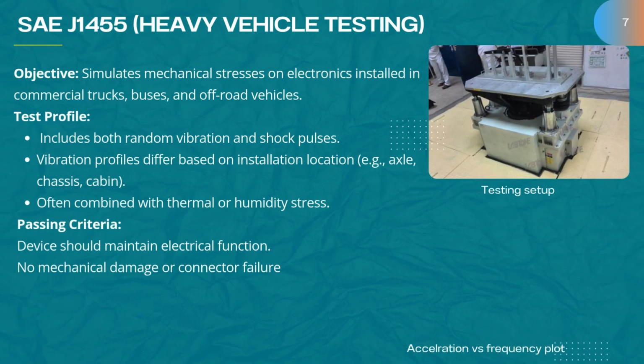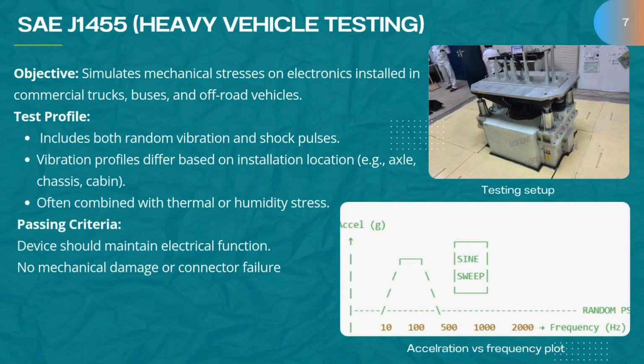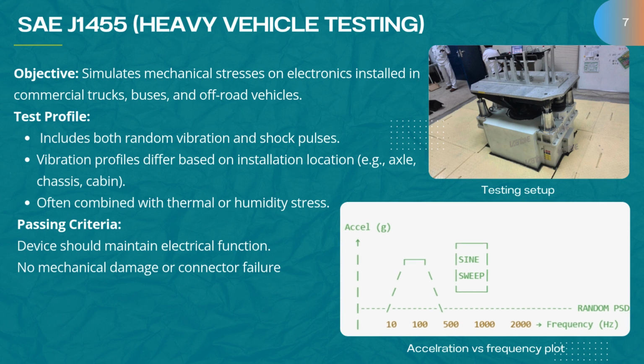SAE J1455 standard. This one's focused on commercial and heavy vehicles like trucks, buses, and off-road machines. The test uses both random vibrations and shock pulses since these vehicles face rougher conditions. The vibration profile changes based on where the part is installed, like on the chassis, axle, or inside the cabin.